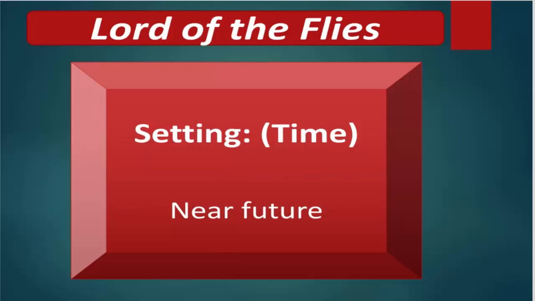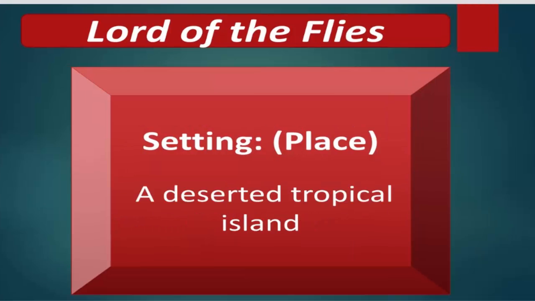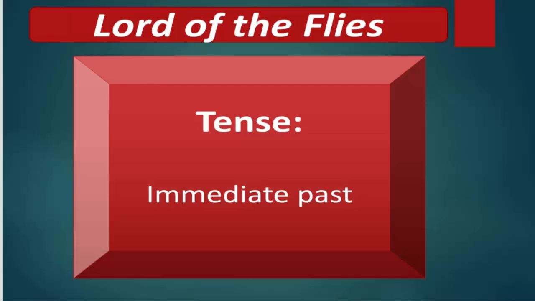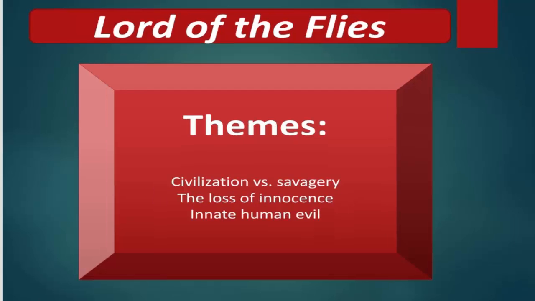Setting by time: near future. Setting by place: a deserted tropical island near England. Tone: there are 4 tones at different places: dark, violent, pessimistic, and tragic. Tense: immediate past tense. Themes: civilization versus savagery, the loss of innocence, and the innate human evil, an evil that is born with every human.